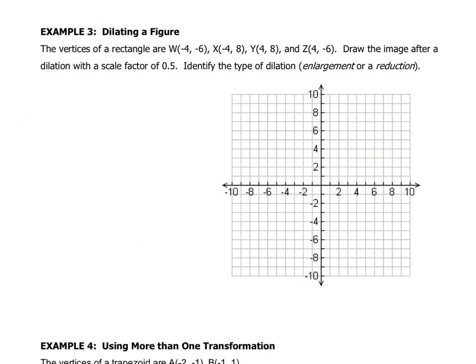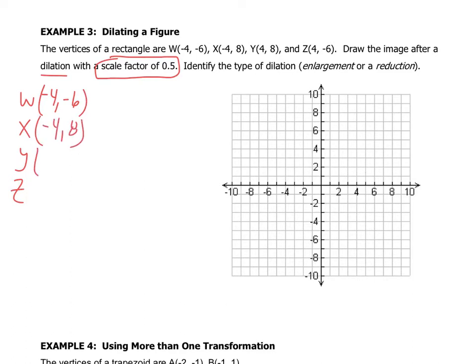So next we have a rectangle. We're given these ordered pairs, and we have to determine the new dilation, again with a scale factor of 0.5. Remember, 0.5 is really 1/2, so keep that in mind. And then we have to identify the type. So W, X, Y, Z: we're going to take -4, -6. We're going to take -4, 8. We're going to do 4, 8. And we're going to do 4, -6.